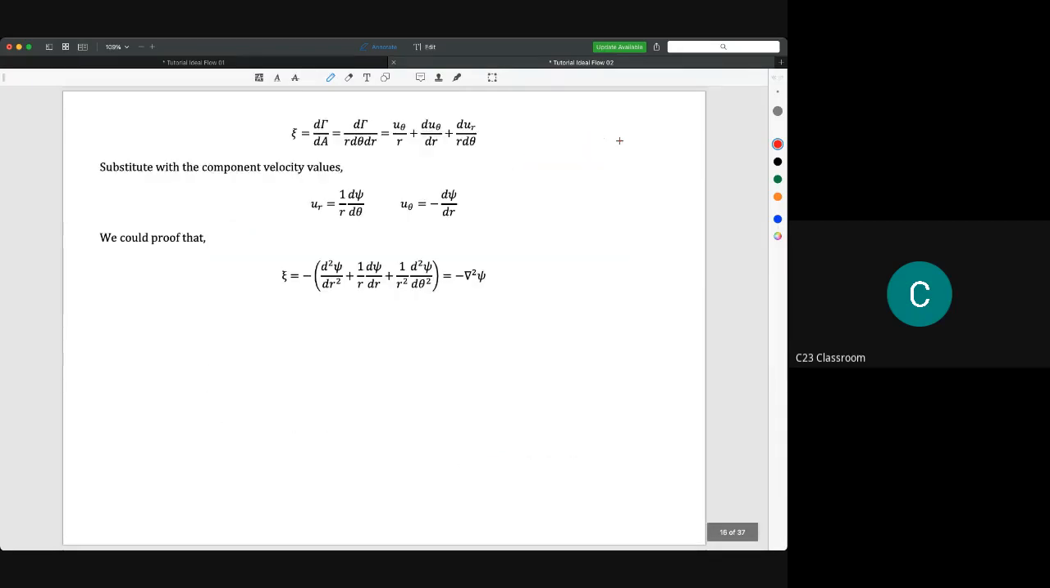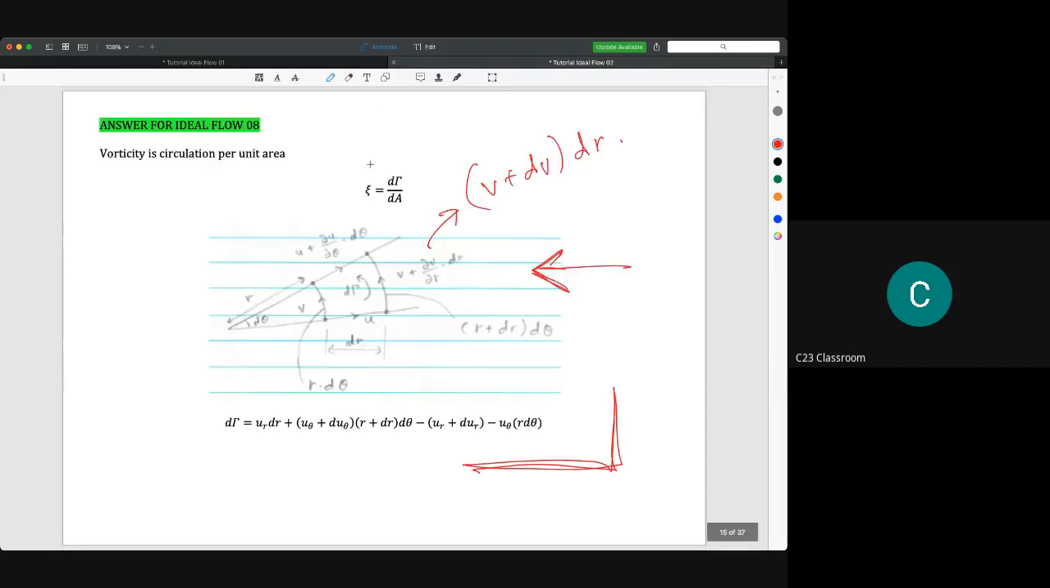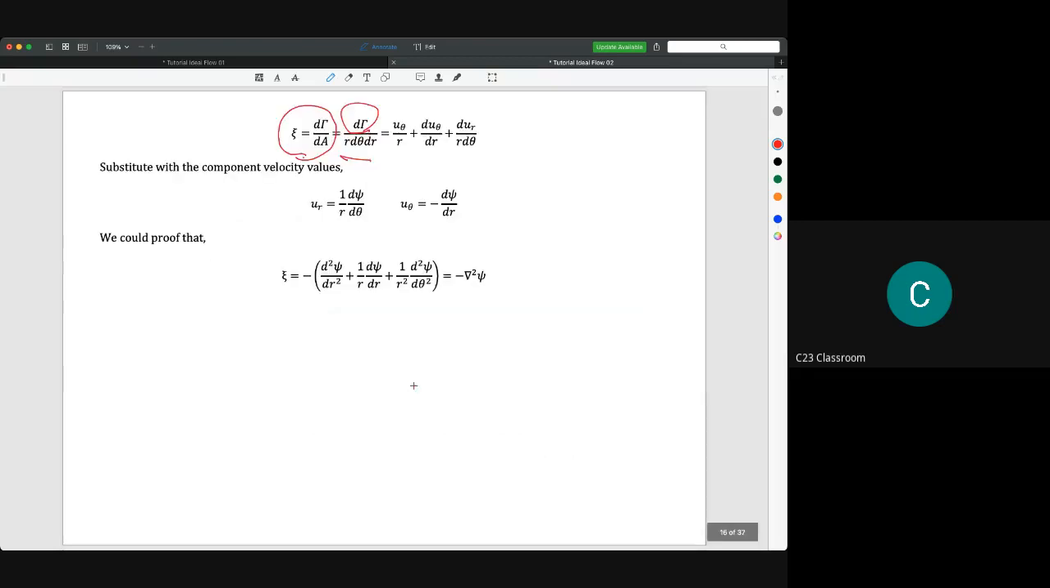And then we could substitute into this equation. So zeta is equal to gamma over A. We have the d gamma here, and then we divide by the A here. For the A, it is okay for you just to imagine that here we have r d theta and the length here is dr. That's why we only have r d theta and dr as our area. So this is the assumption in this calculation.